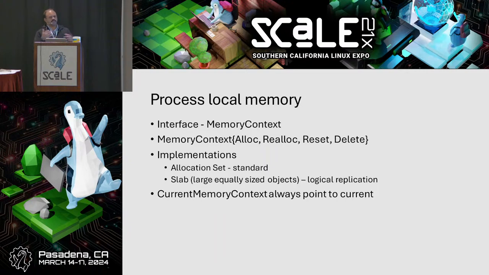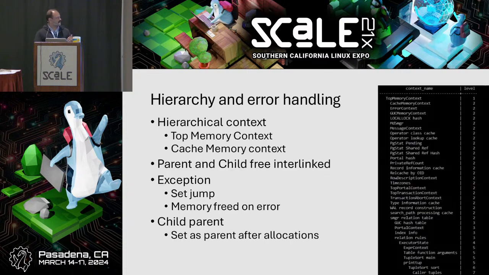Then there are specific implementations which folks have developed over the course of time to improve memory management. Slab is one of them: when we are dealing with a large number of equally sized objects, slab is what we should be using. And I believe in logical replication, we had used it significantly in the past. One important aspect which comes in very handy is that there is something called current memory context, which always points to your current context. And I'll explain in the next slide why that becomes important.